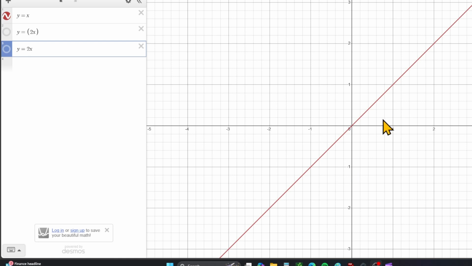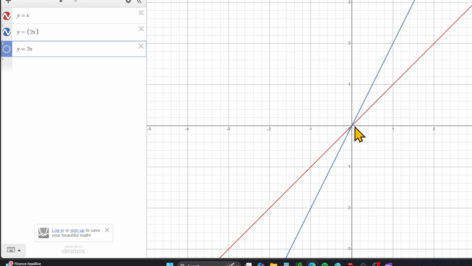Here we've gone back to a linear equation. I have y equals x. And what I want to do is the horizontal shrink first. So the horizontal shrink is when we have the parentheses and I'm multiplying the x times 2. And when I do this, the horizontal shrink pulls the graph toward the y-axis.